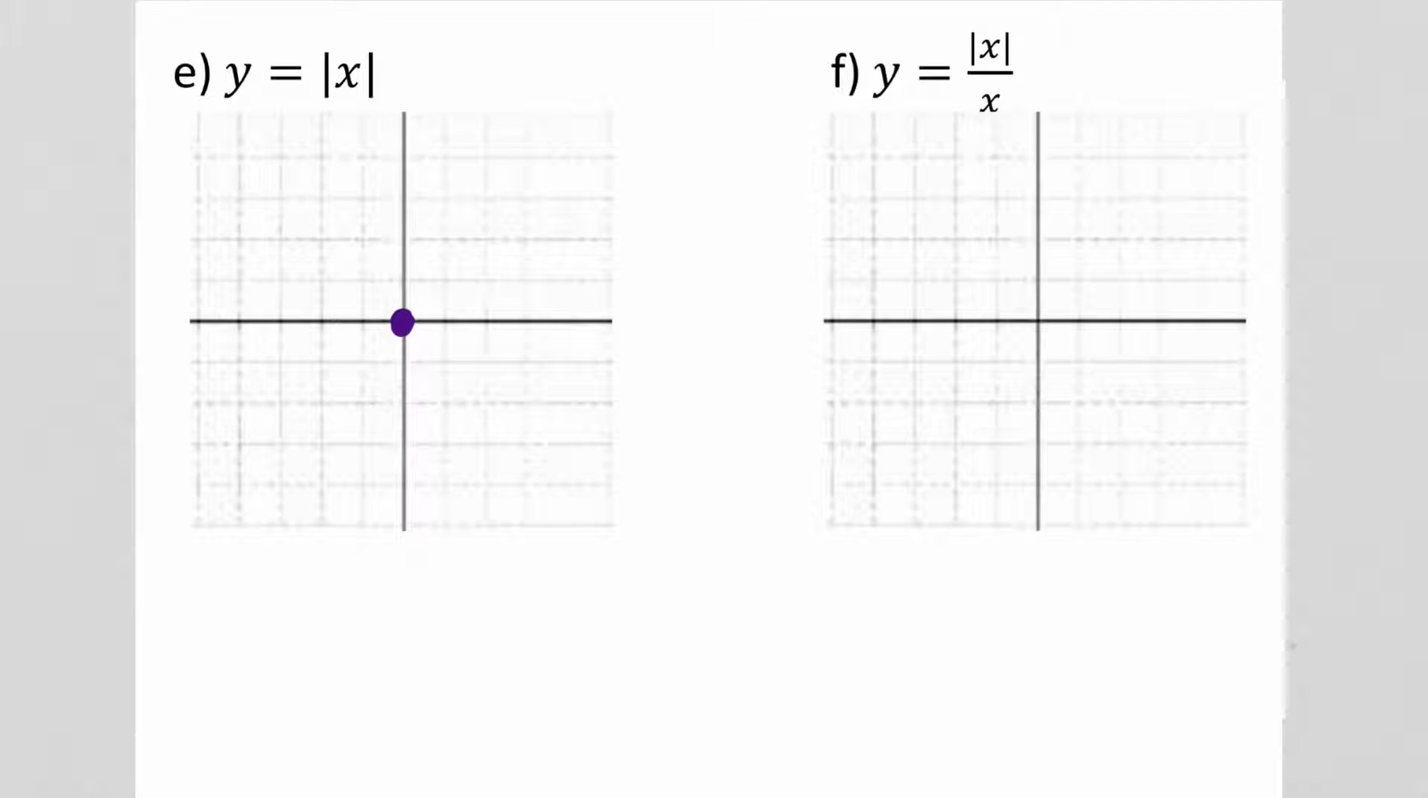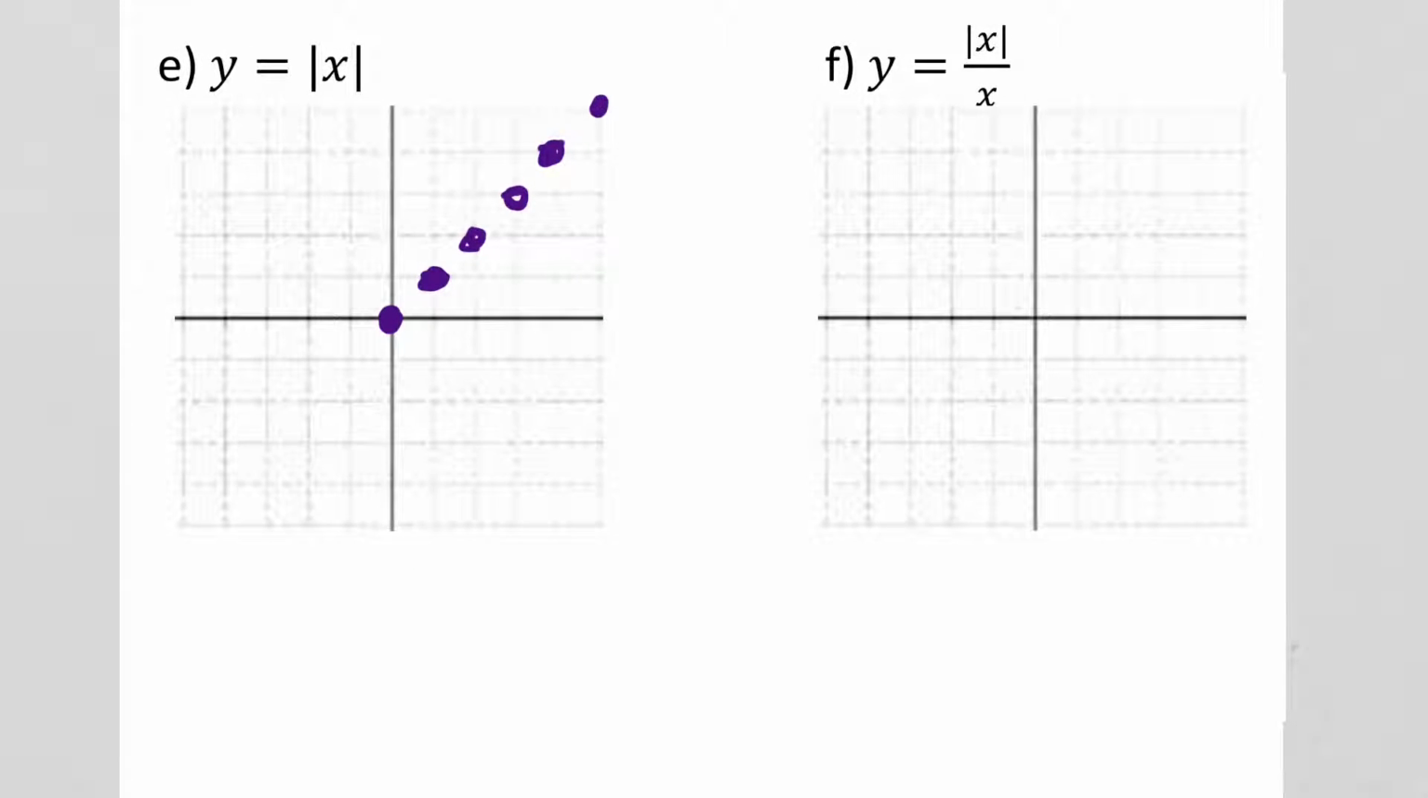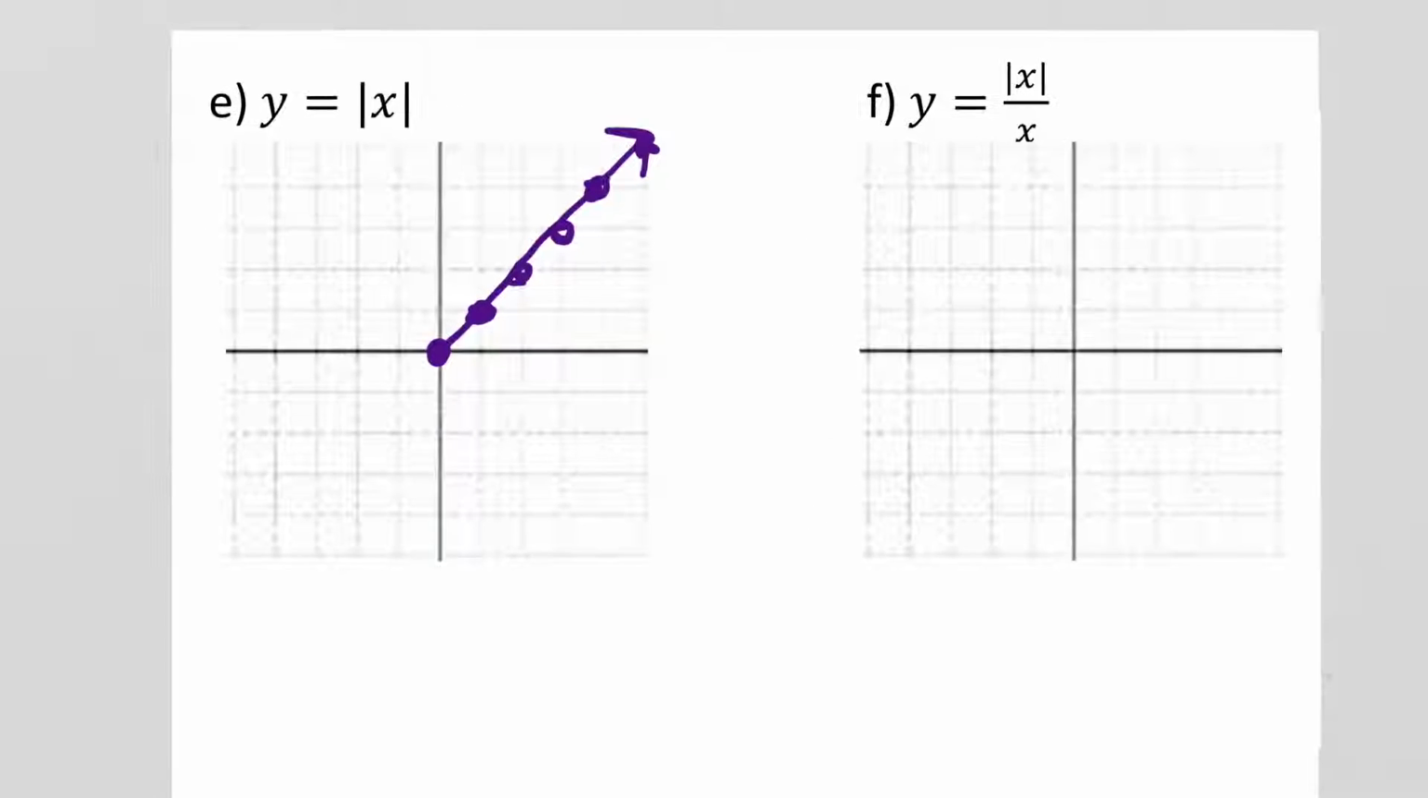I'll give you that. One is positive, 2 is positive, 3 is positive, 4 is positive, 5 is positive. Whoa, it's kind of just like linear right there. And then what about negative numbers? Well, negative x values have to give us positive y values because it's absolute value. So negative 1, positive 1, negative 2, positive 2, negative 3, positive 3, negative 4, positive 4, negative 5, and positive 5. That also looks kind of linear.